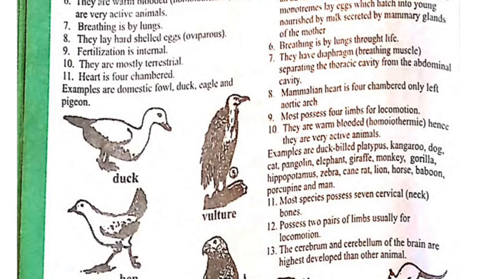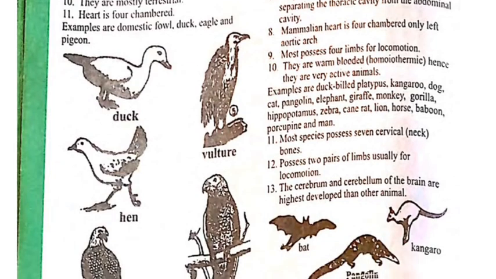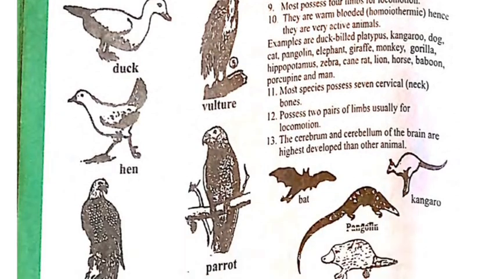Examples: we have duck-billed platypus, kangaroo, dog, cat, pangolin, elephant, giraffe, lion, horse, baboon, porcupine, and man. Most species possess 7 cervical bones, that's the neck. Even rats and man have 7 cervical bones. They possess 2 pairs of limbs, usually for locomotion. The cerebrum and the cerebellum of the brain are the most highly developed of any animal.